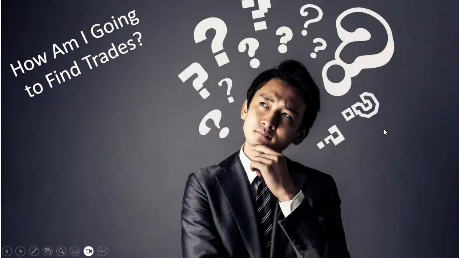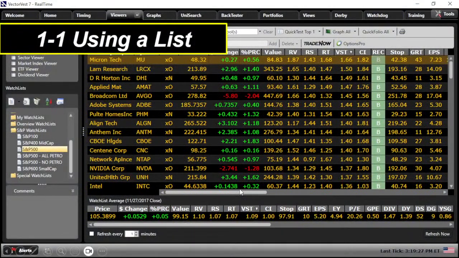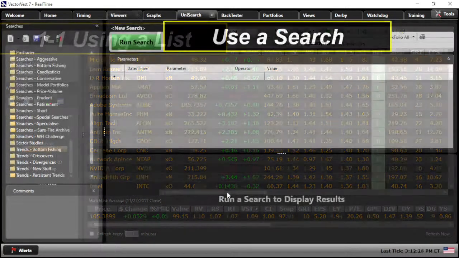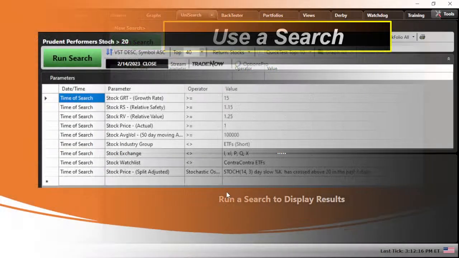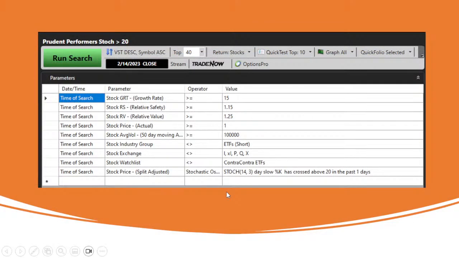Okay? So, to Van's question, how am I going to find my trades? There is the one-by-one method. This is not the preferred method. This is not an efficient use of time, having to go through charts. You know what you're looking for, right? But having to go through charts to identify setups is not an efficient use of your time. My preferred method is to use a scan. And it's as simple as something like this.